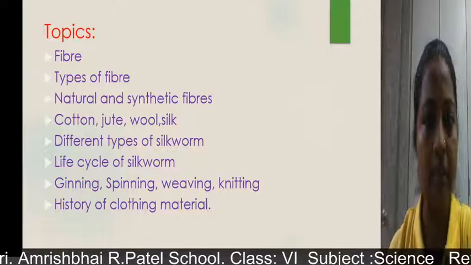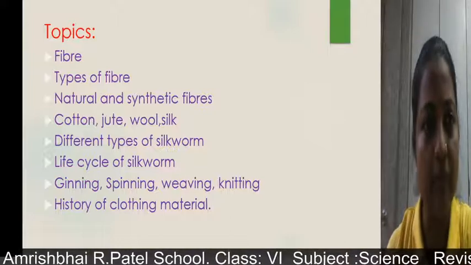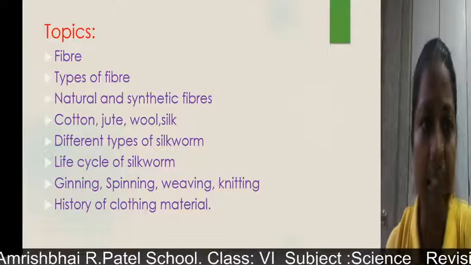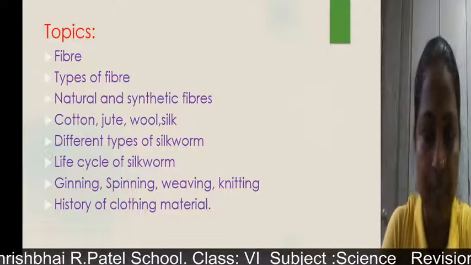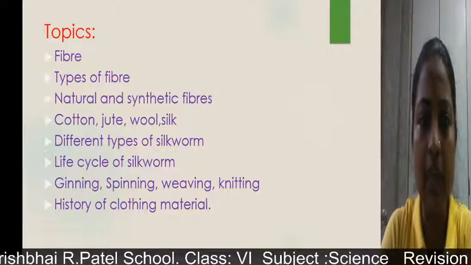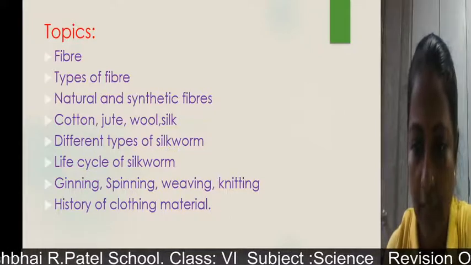Then we will see information about cotton, jute, wool and silk. We will see different types of silkworm. We will see the life cycle of silkworm. After that we will see the definitions of ginning, spinning, weaving, knitting. And after that we will see the history of clothing materials.